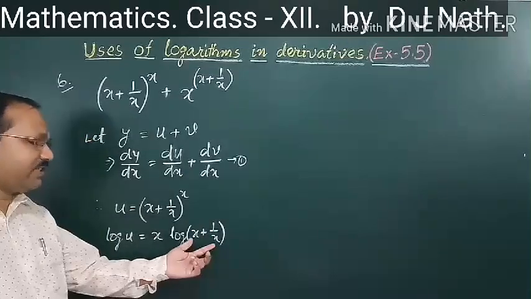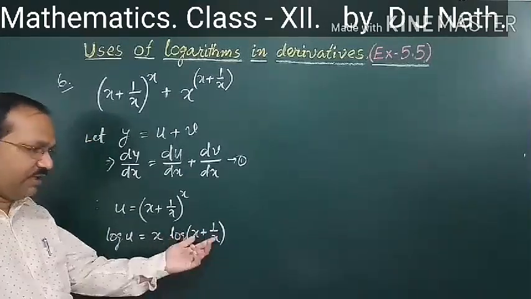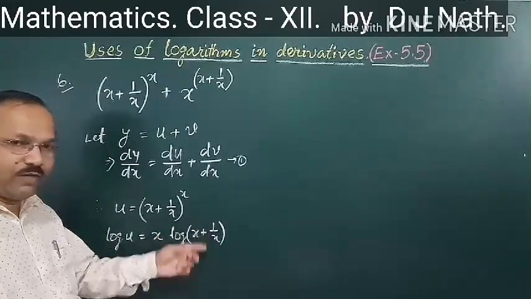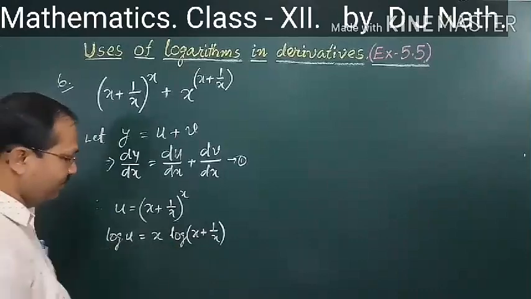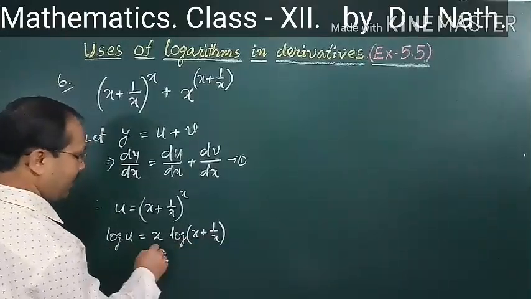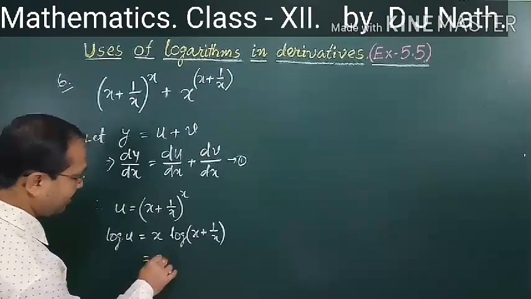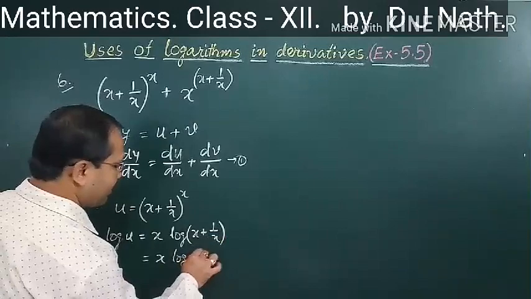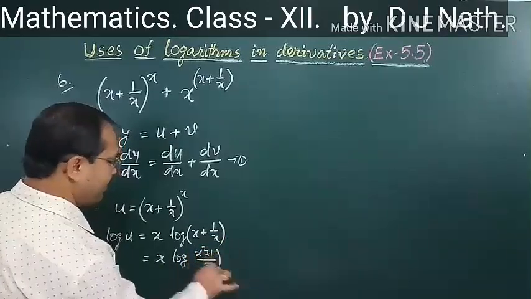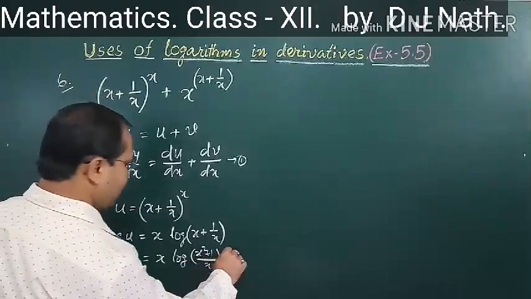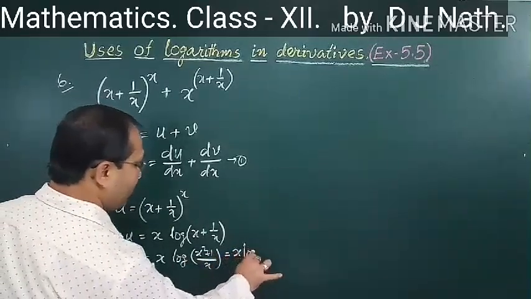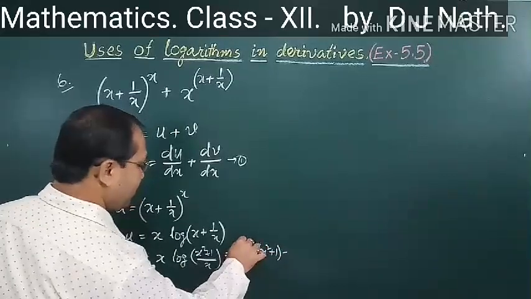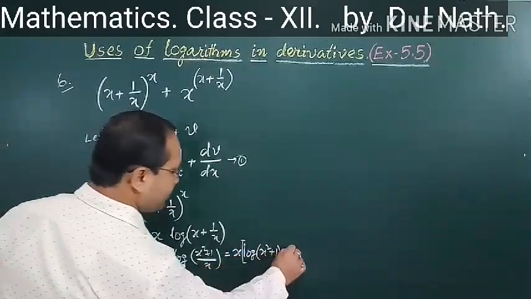In this x + 1/x, we can join it together, so it will become (x^2 + 1)/x. Then log(u/v) we can write as log u minus log v. So this can be written as x into log of, if we do the LCM, (x^2 + 1)/x. So it can be written as x log(x^2 + 1) minus log x.